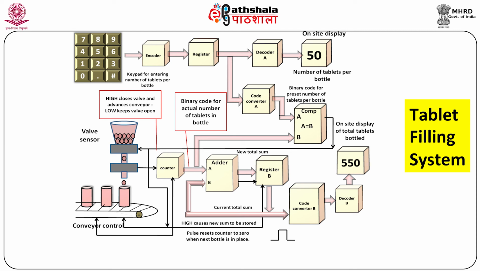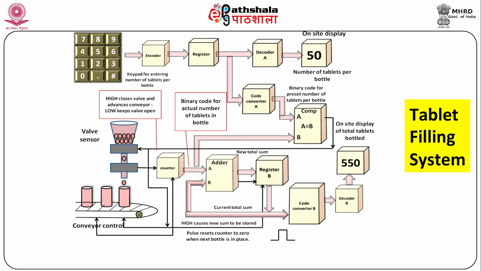The binary count is transferred from the counter on parallel lines to the B input of the comparator. A preset binary number equal to the number of tablets that are going into each bottle is placed on the A input of the comparator. The preset number comes from the keyboard and associated circuits, which include encoder, register A, code converter A.